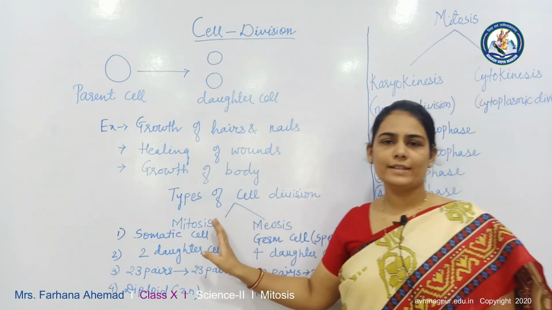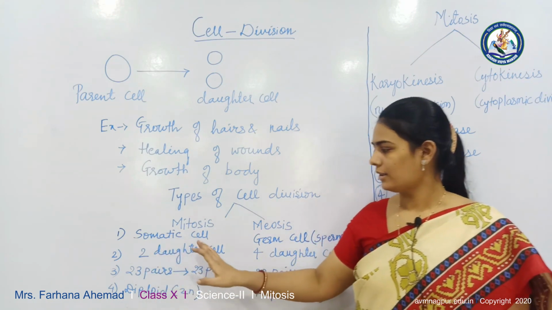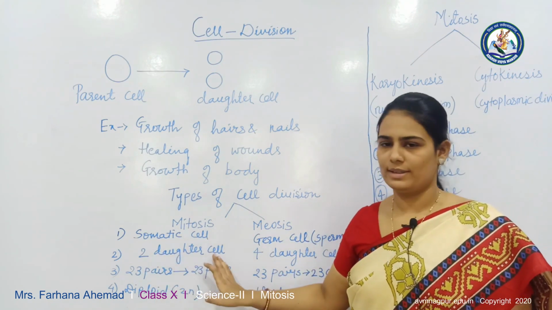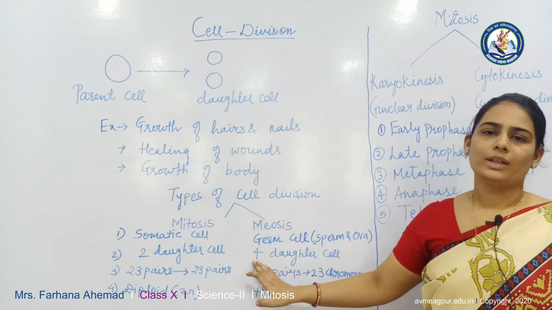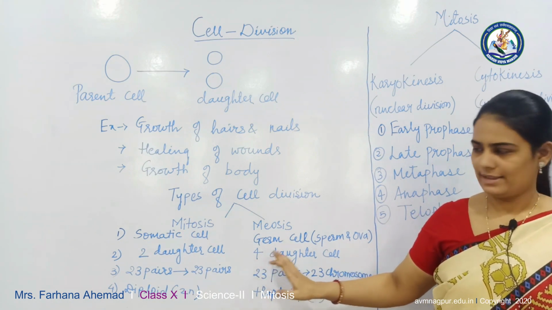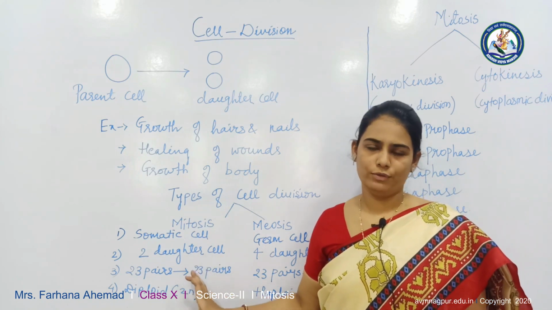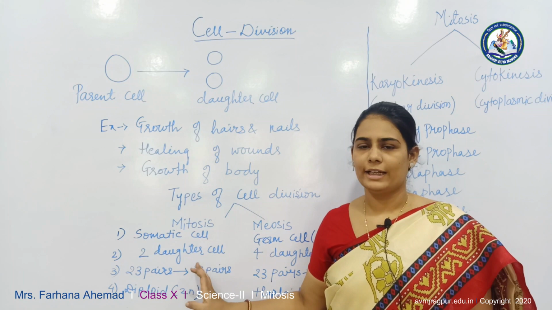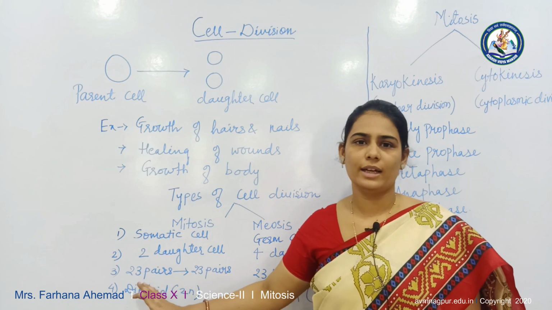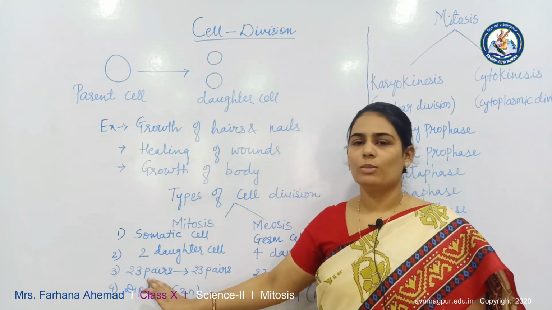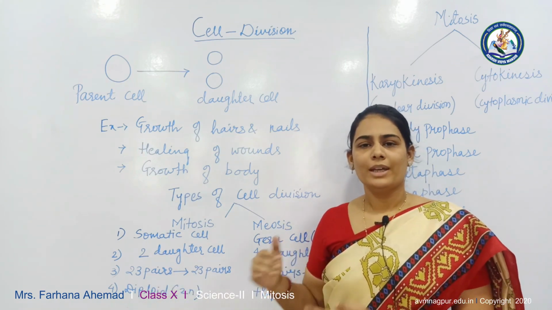Now the next difference is that after division in mitosis, the parent cell divides and forms only two daughter cells of the same type, but in meiosis 4 daughter cells are formed after division of the parent cell. The third difference: in a somatic cell there are 46 chromosomes in a complete cell, that is, chromosomes present in 23 pairs. There are 23 pairs of chromosomes in a somatic cell, and after division these remain 23 pairs.